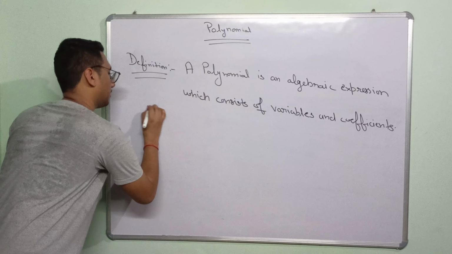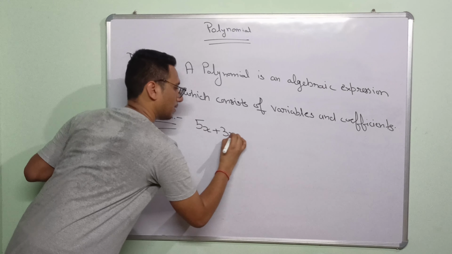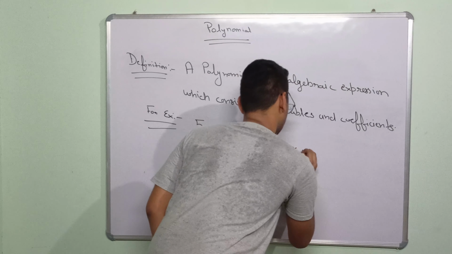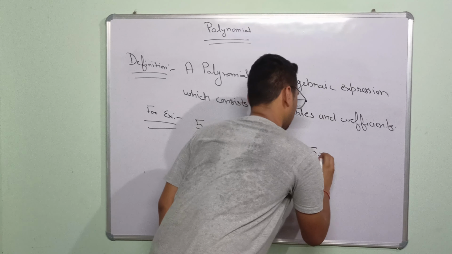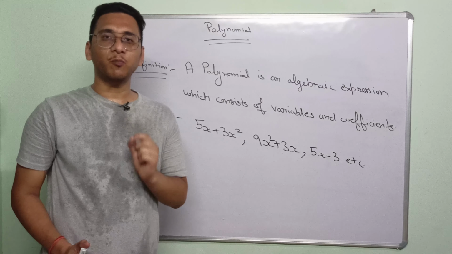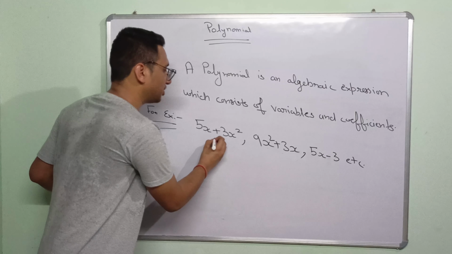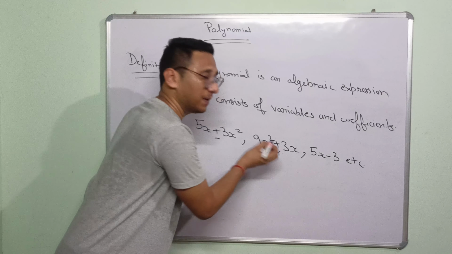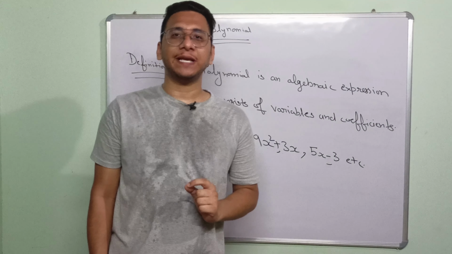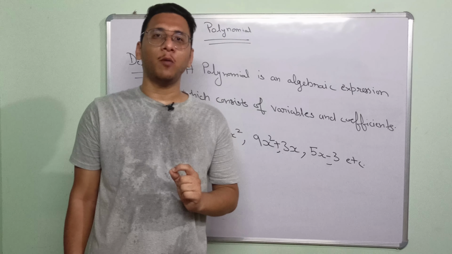You can see some examples here. So you can see some examples of polynomial. Here addition operation is used, here an addition operation is used, and here subtraction operation is used. You can also see some good examples of polynomial from your book.